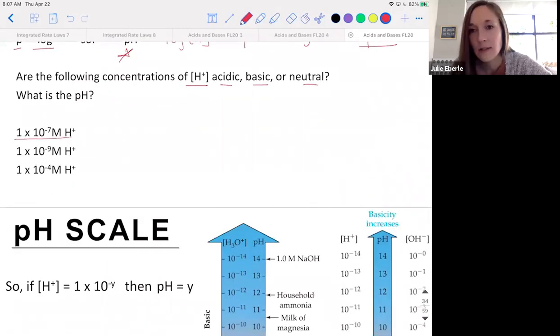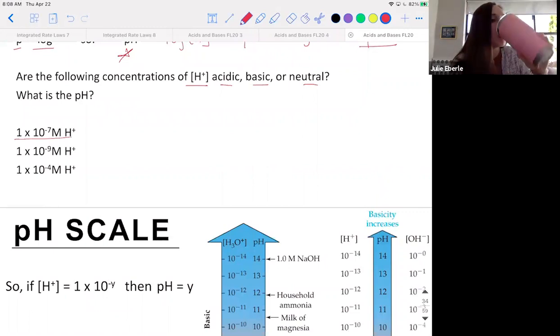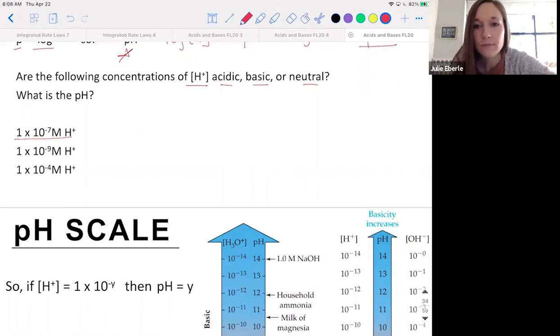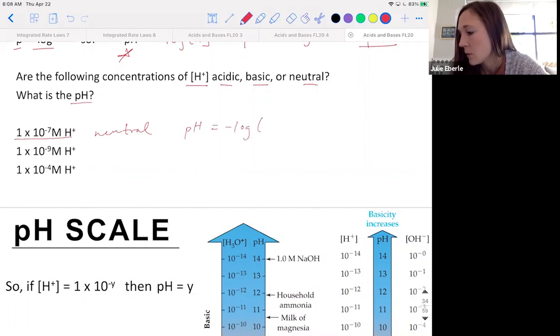So 1 times 10 to the minus 7, is this acidic, basic, or neutral? What do you guys think? That's what we said was, okay, thank you, Lucas, neutral. All right, so what is the pH? Grab your calculator. You need to do the negative log of this number. So pH equals the negative log of 1 times 10 to the minus 7. If this is neutral, what would you imagine the pH is?